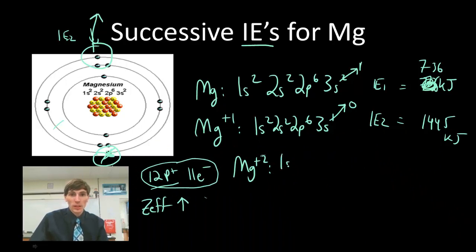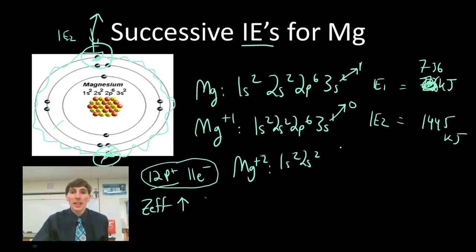Okay, 1s2, 2s2, and then 3s is 0. It's empty now. So now I have magnesium plus 2. And I'm going to go ahead and draw on here that now that I've removed those outermost electrons, the third energy level has just kind of been emptied out. Okay, there's nothing left out there.